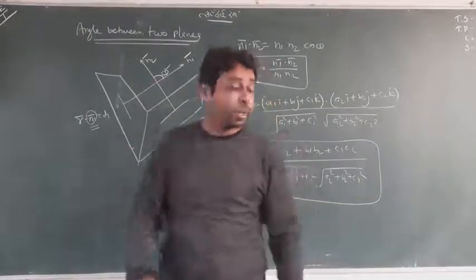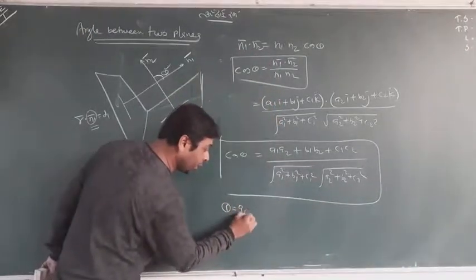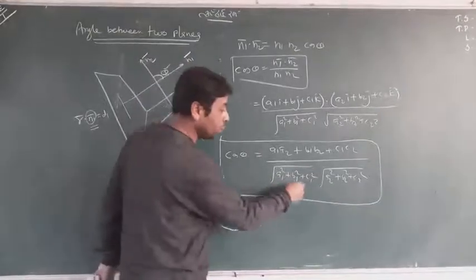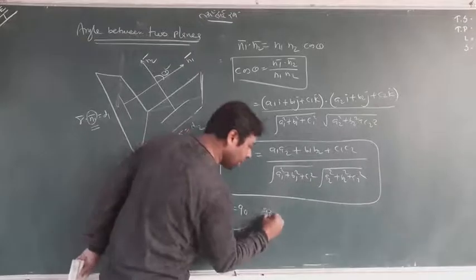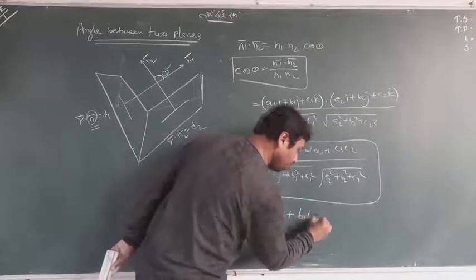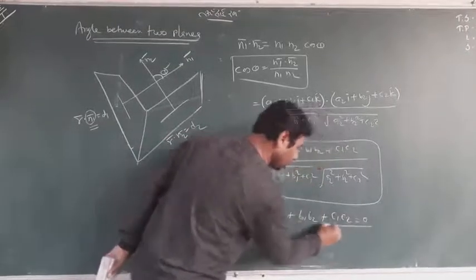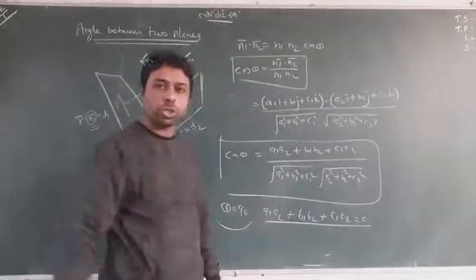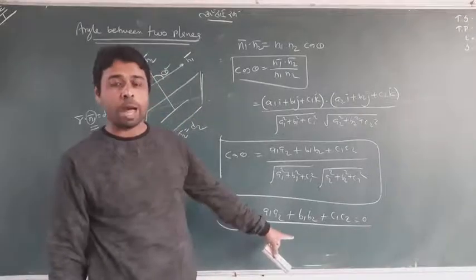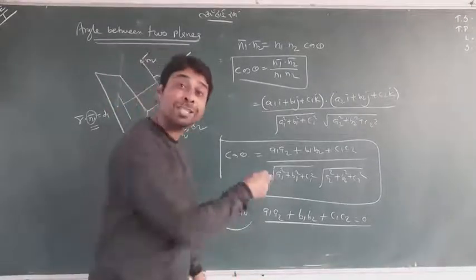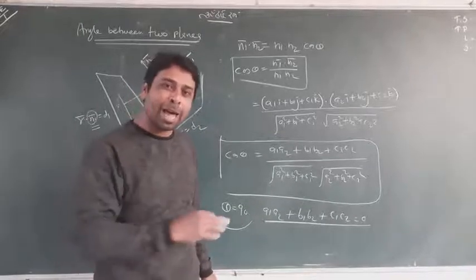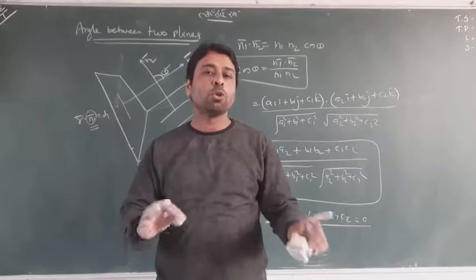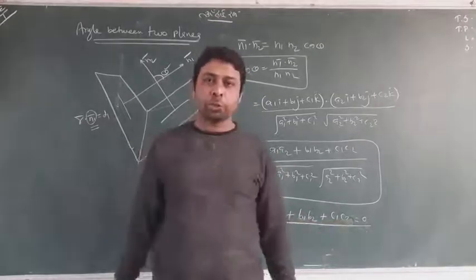That's simple. And one thing I want to draw your attention to: theta equal to 90. When planes are perpendicular, cos 90 is 0. This will transfer here. What remains? a1 a2 plus b1 b2 plus c1 c2 is equal to 0. This is the phenomenal condition often used in questions. When two planes are perpendicular, this will happen. When two lines are perpendicular, the same thing happens. Two lines are perpendicular, two planes are perpendicular, the same thing happens.